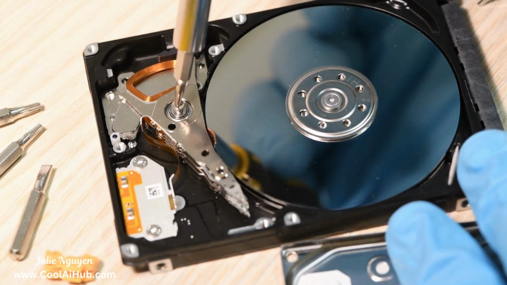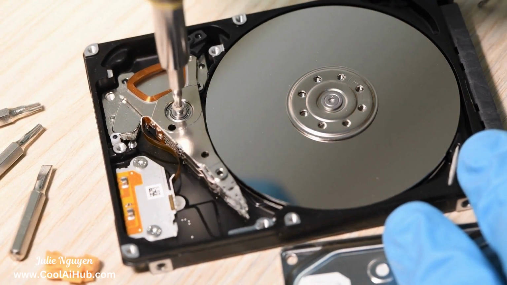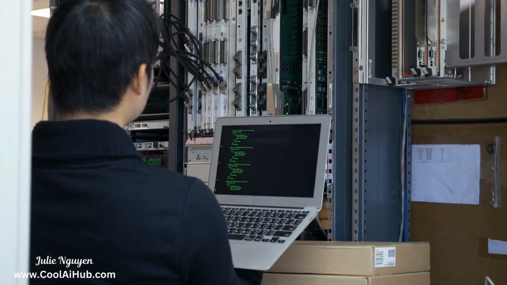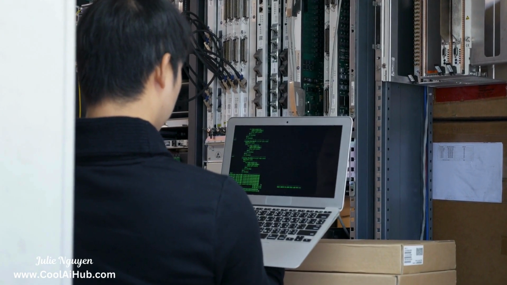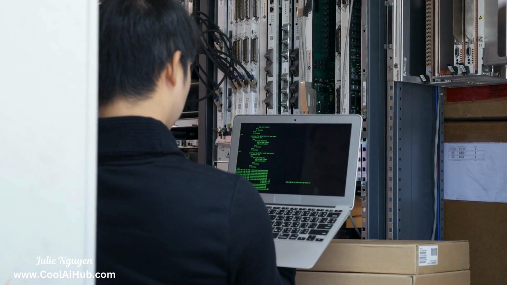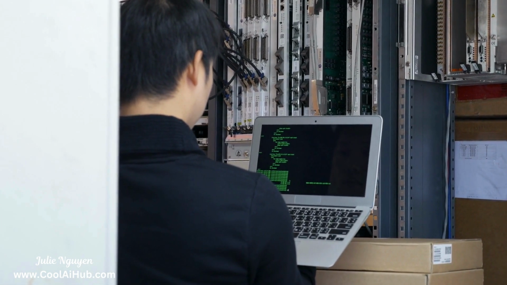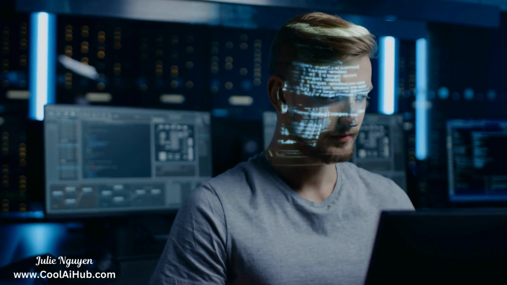The first step in any data migration project is to plan. This involves identifying the scope of the migration. What data needs to be migrated? Where is it stored? What format is it in? You also need to identify the target system. What type of system is it? What are the data requirements?